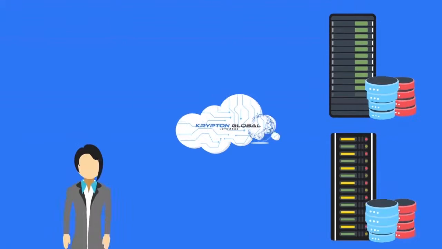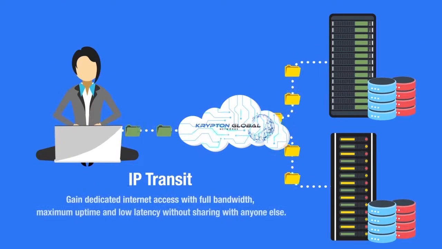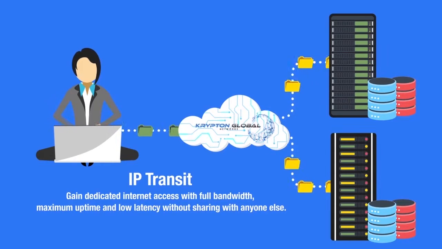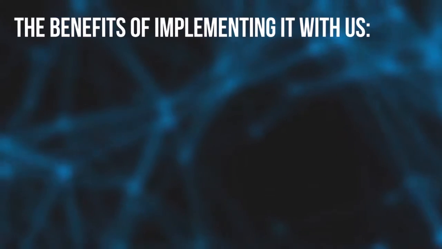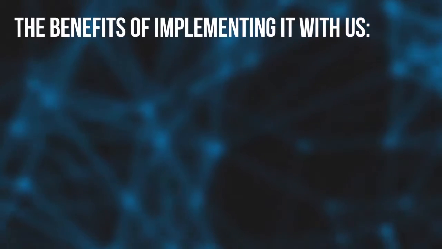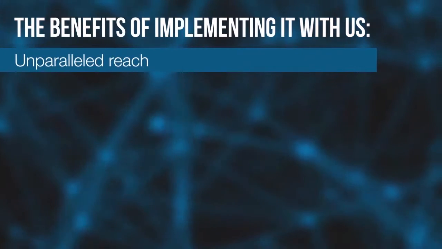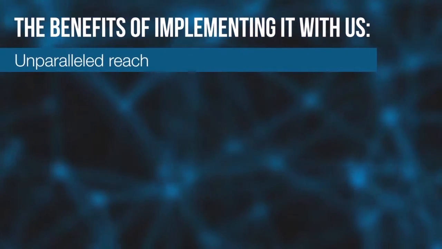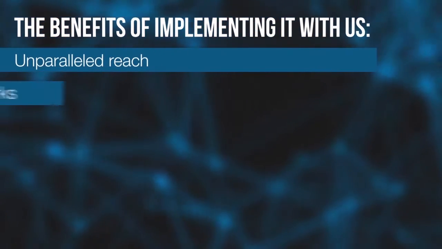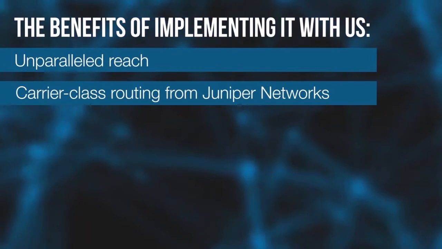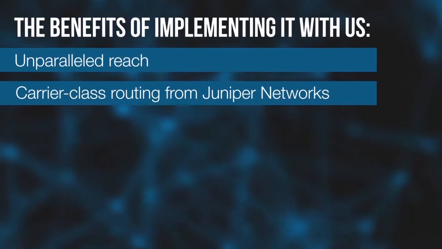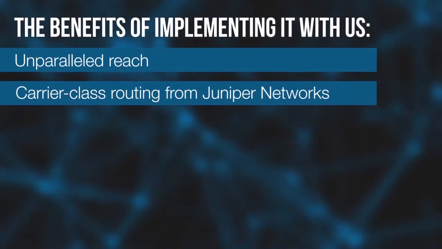With IP transit, you are able to gain dedicated internet access with full bandwidth, maximum uptime, and low latency without sharing with anyone else. There are two types of IP transit. The benefits of implementing IP transit with us. A. Our extensive network of point of presence gives you unparalleled reach. B. With carrier-class routing from Juniper Networks, bandwidth-heavy traffic reaches its destination with minimal lag.